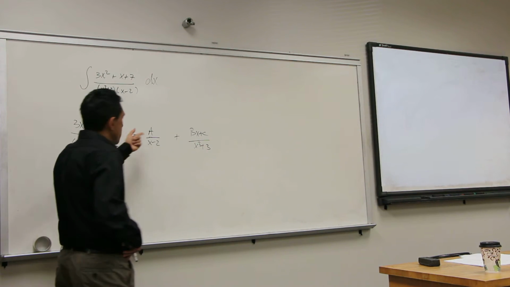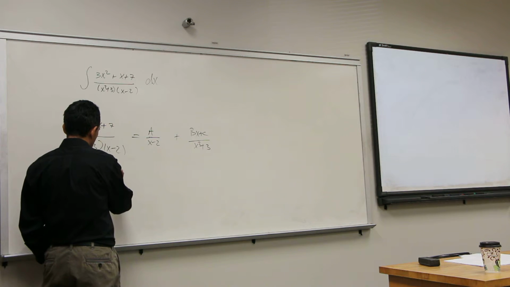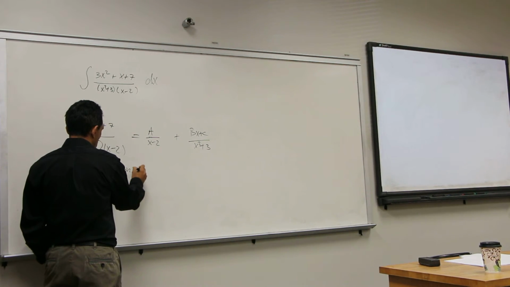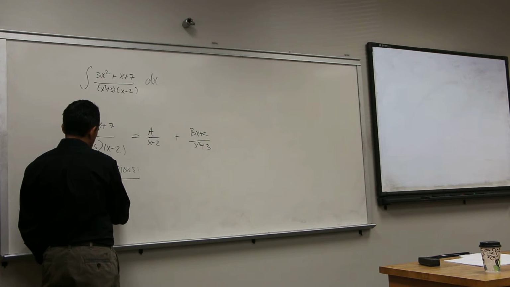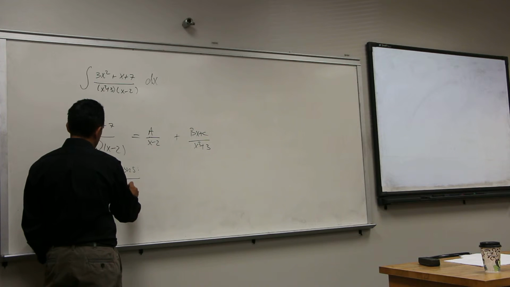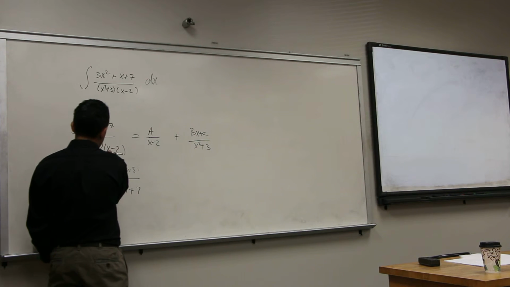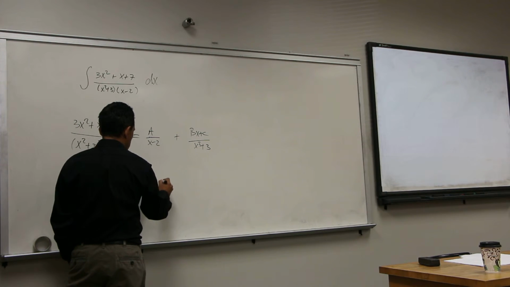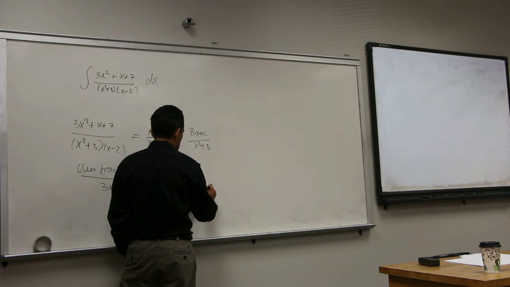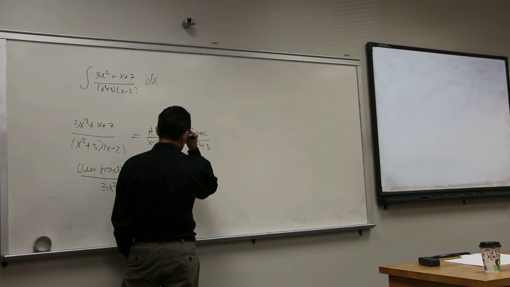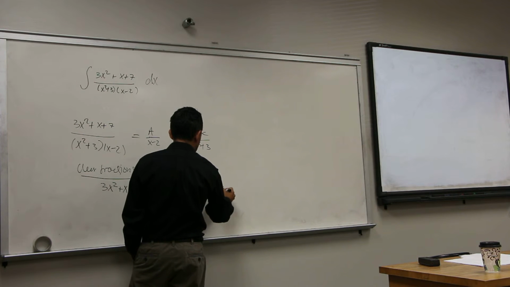Now it remains to find a, b, and c. We'll clear the fractions. We'll multiply both sides by this term here, leaving us on the left-hand side with the numerator. And when you multiply this by this, you will have a times x squared plus 3, and you will have bx plus c times x minus 2.